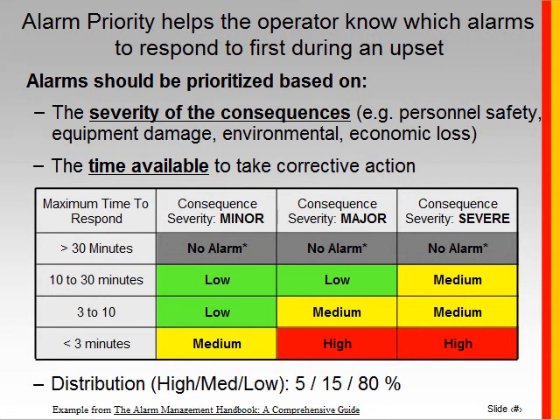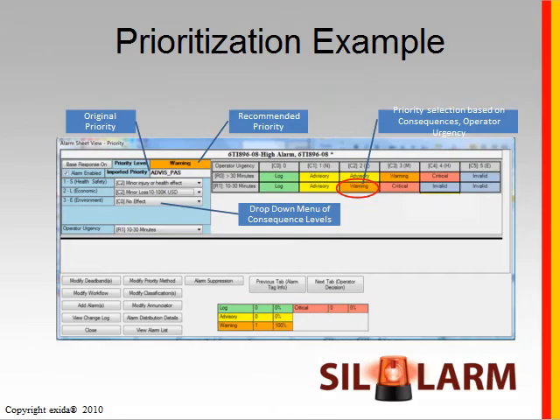Alarms are typically prioritized based on severity of consequences and the time available to take the action. And here you can see an example of a matrix showing alarm priorities as a function of those two things. This type of a matrix, the goal is to end up with a distribution of alarm priorities where we have a very minimum of them being high priority on the order of 5%.